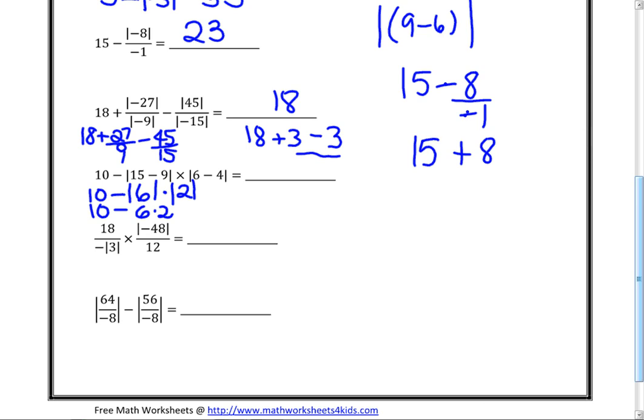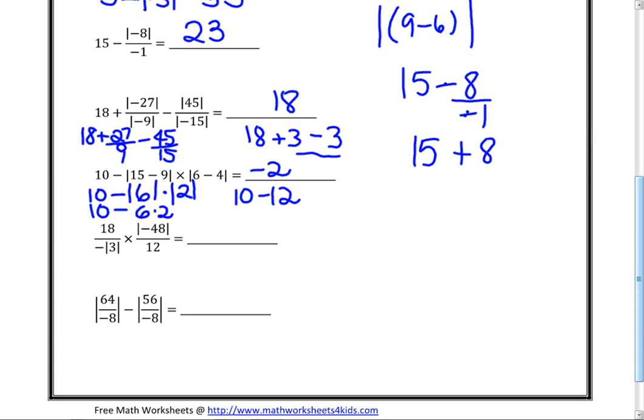So, David, what is it? It's 10 minus 12, which is what? 2. What kind of 2? Minus 2. It's 10, take away. You got to do what's in that parentheses, and absolute value is a parentheses.